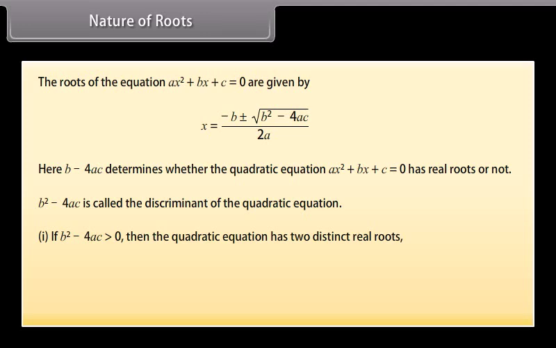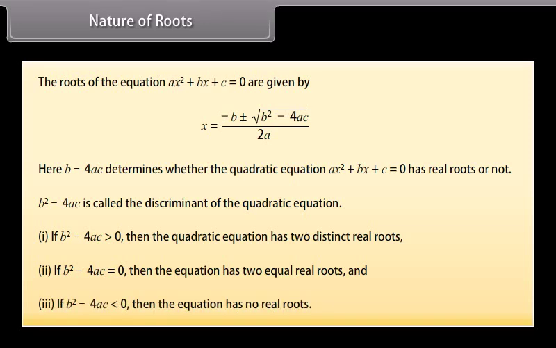1. If b² − 4ac > 0, then the quadratic equation has two distinct real roots. 2. If b² − 4ac = 0, then the equation has two equal real roots. And 3. If b² − 4ac < 0, then the equation has no real roots.